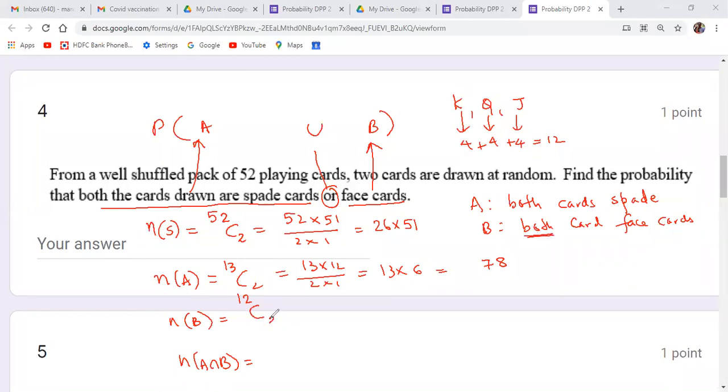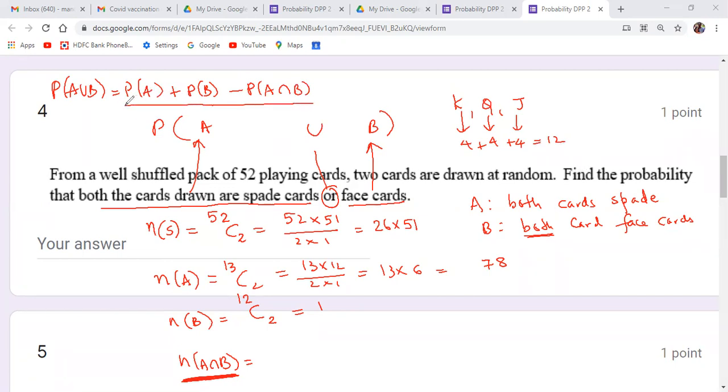2. So 12C2. Sir, here I had one doubt, sir. Here it is written both cards drawn are spade cards. So, sir, shouldn't we subtract the king, queen, and jack? That is exactly taken care of here. That's why our formula is: probability of A union B is probability of A plus probability of B minus probability of A intersection B. You have two choices. One method is, like you said, you subtract and add. And if you are using this formula, don't do that, because this minus is already taking care of what you asked me. Okay, sir.